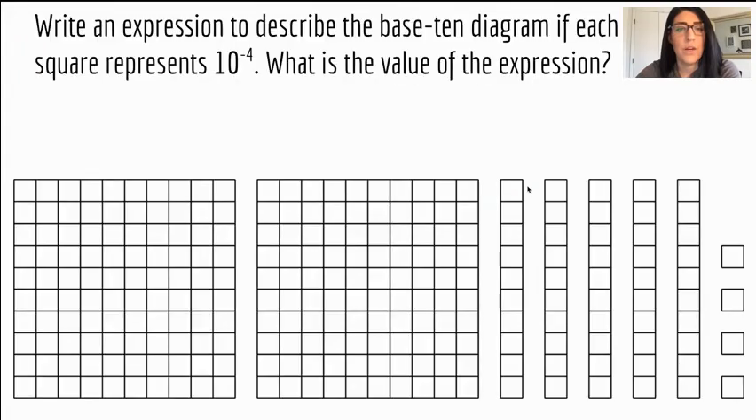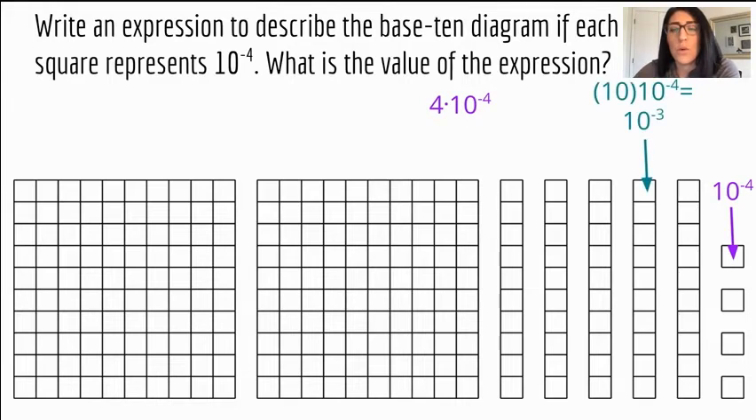There's those 2 there. In that last piece, you had to write an expression to describe the base 10 diagram if each small square represents 10 to the negative fourth, and then think about the entire value of this expression. So let's start with the small square. We know that that's 10 to the negative fourth. We have 4 of those, so we think of it as 4 times 10 to the negative fourth.